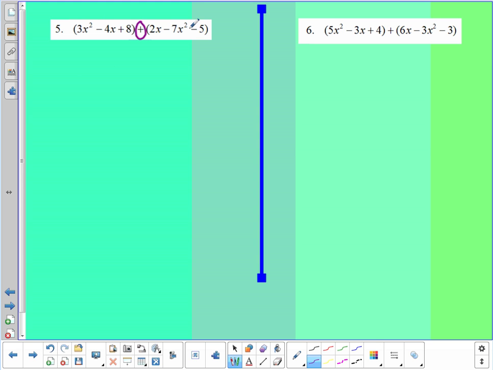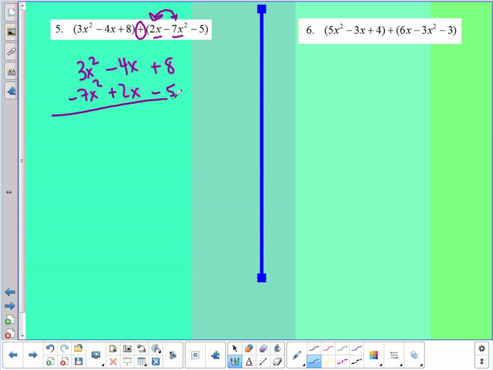So let's do this one vertically. I'm going to line up my like terms in columns. So I have 3x squared and then negative 7x squared below it. Then I have minus 4x and plus 2x below it. Then I have plus 8 and minus 5 below it. Notice that in the second polynomial, the x and the x squared term were reversed, or in backwards order. So you have to make sure that you line up the ones that are common, even though they're in a different order from the first one.